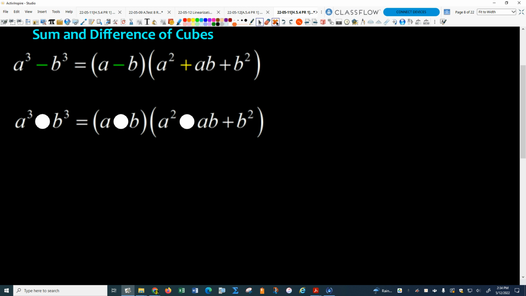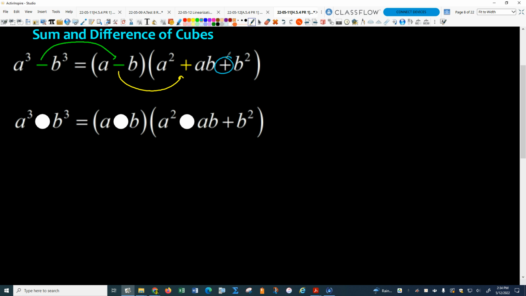If we're doing a difference of cubes pattern, so a cubed minus b cubed, here's how it goes. Well, the operation that goes in the binomial is always going to duplicate what the cube pattern is. If it's a difference of cubes, then the first operation is minus. The second one flips, it's the opposite, so it's going to be plus. And the third operation in this pattern is always plus, no matter what, it never changes.